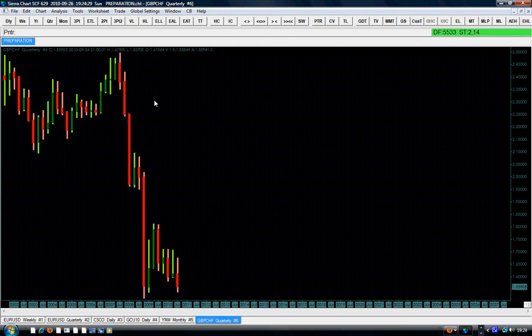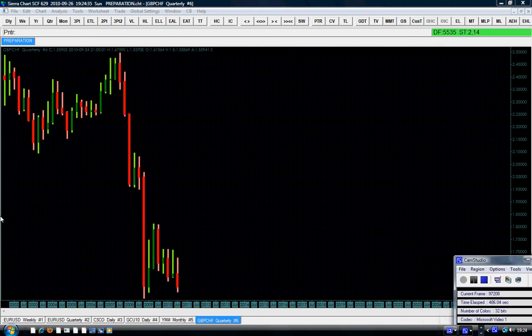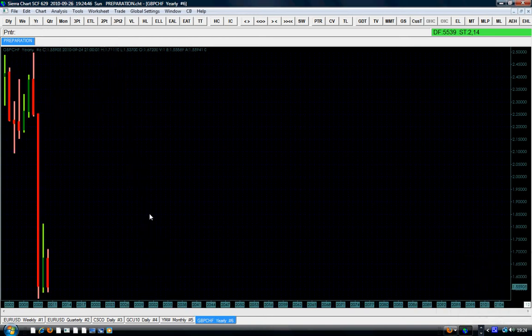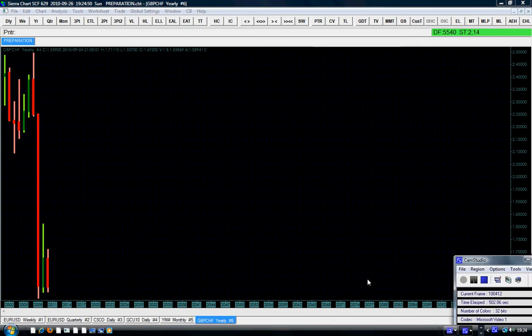So we are talking about multiple time frames, looking at exactly the same thing in various time frames in order to get our entry point excellent. Now we're going to the yearly chart. From the daily chart we went to the weekly chart, the monthly chart, the quarterly chart. Now we are going to the yearly chart, the powerful chart.